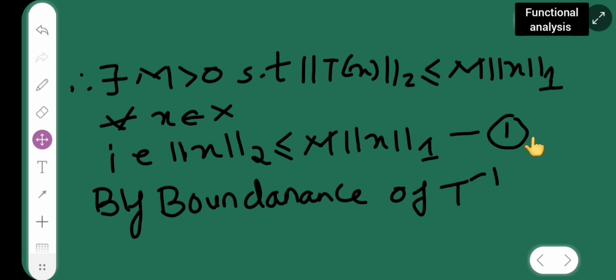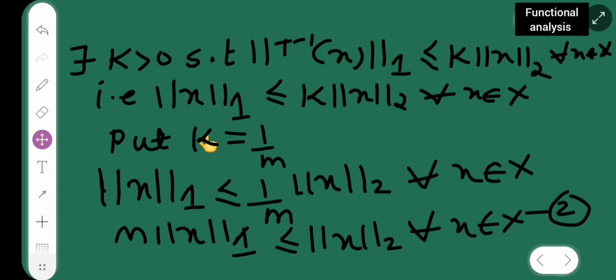By boundedness of T inverse, there exists a constant k greater than 0 such that norm of T inverse of x in X1 is less than or equal to k norm of x in X2 for all x belonging to X. Now what is T inverse of x?